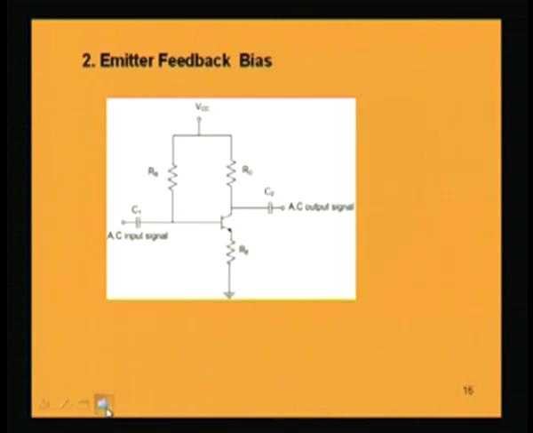Now, another circuit for biasing the transistor is the emitter feedback bias. Here there is a feedback resistor, the emitter is having a resistance. Why it is called feedback we will be discussing later, but for the time being this is the circuit which is emitter feedback bias. The difference between the earlier fixed bias circuit and this circuit is that there is an emitter resistance. That is the difference, the other part is the same.